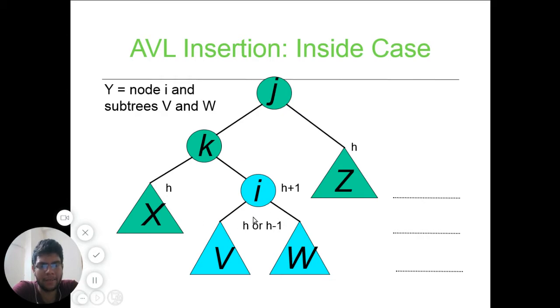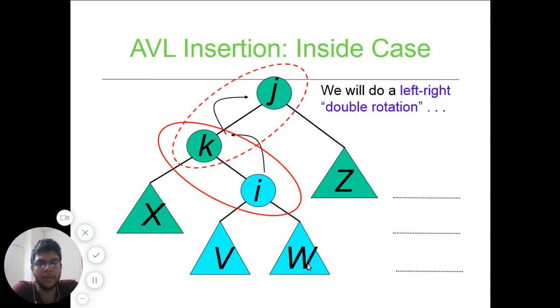Like any order can be true for this because insertions have happened in this tree. So what about rotation now? What we do is something known as double rotation. We initially rotate the tree making k as the root.